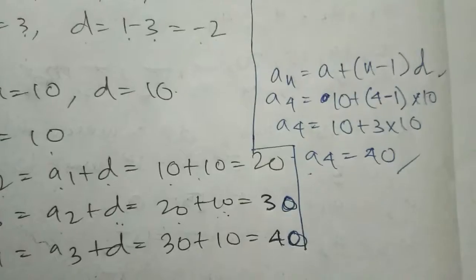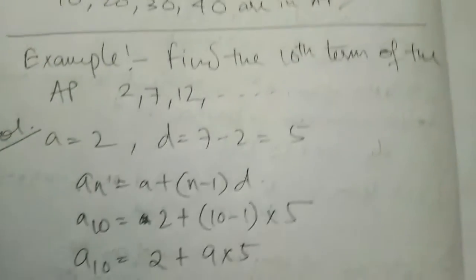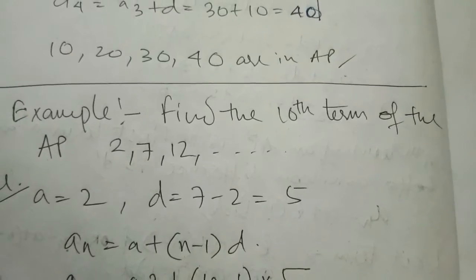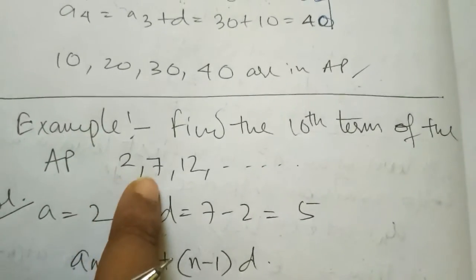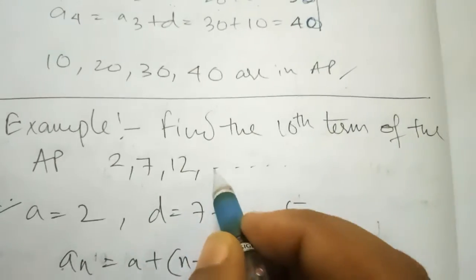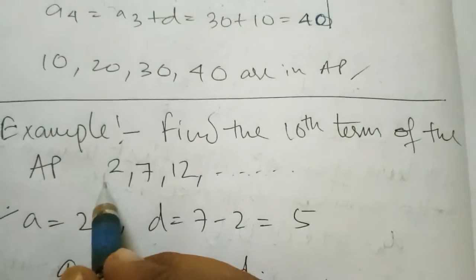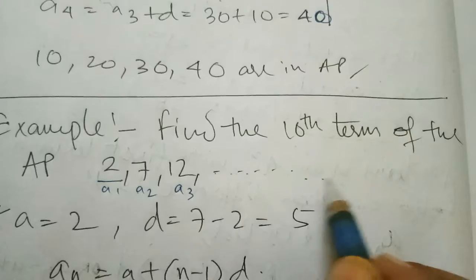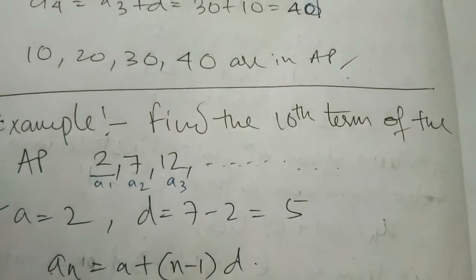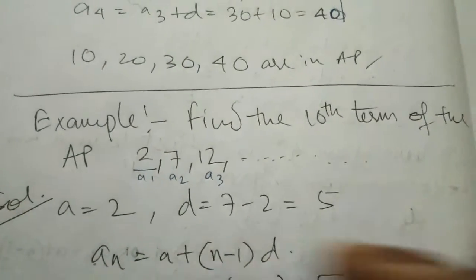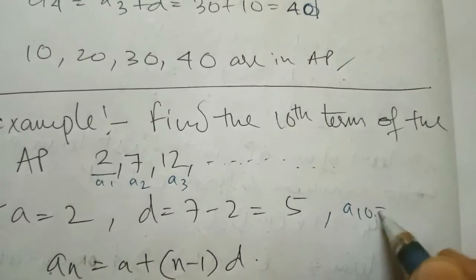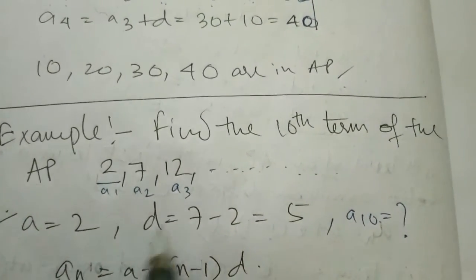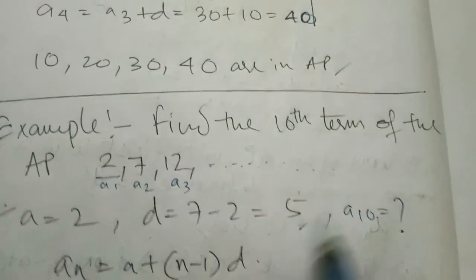Now, one more question I've taken as an example from the second exercise. Find the 10th term of the AP 2, 5, 7, 12 and so on. This is A1, this is A2, this is A3. Now we have to find A10, which we don't know. We know the A value is 2, and the D value we can find: 7 minus 2, that is 5.